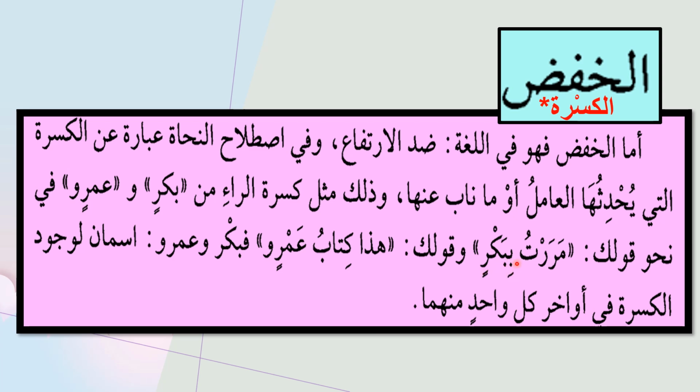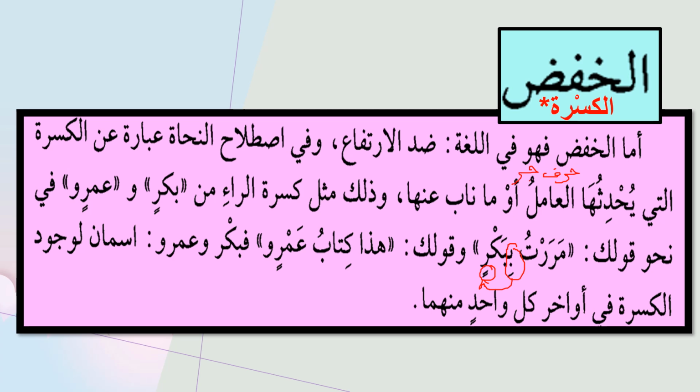There is a harf jar, bi, here. If I can just mark it with a pen, so you can see clearly. A harf jar bi has come before Bakr, and that has made this noun take a kasra. So the amil, the thing that made this noun take a kasra, is the harf jar. So what is the amil here? It is the harf jar. This harf jar has made the noun take a kasra.